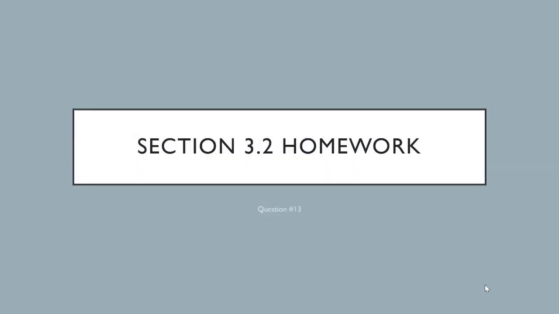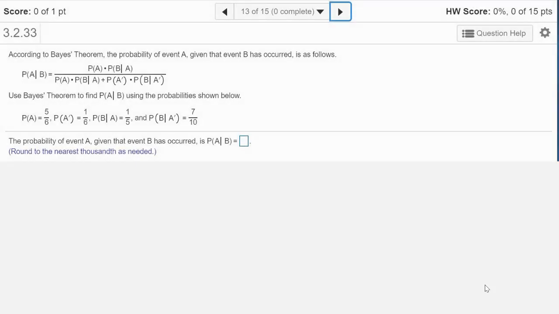Okay, so we're looking at homework from section 3.2. This is question number 13. According to Bayes' theorem, the probability of event A, given that event B has occurred, is as follows.